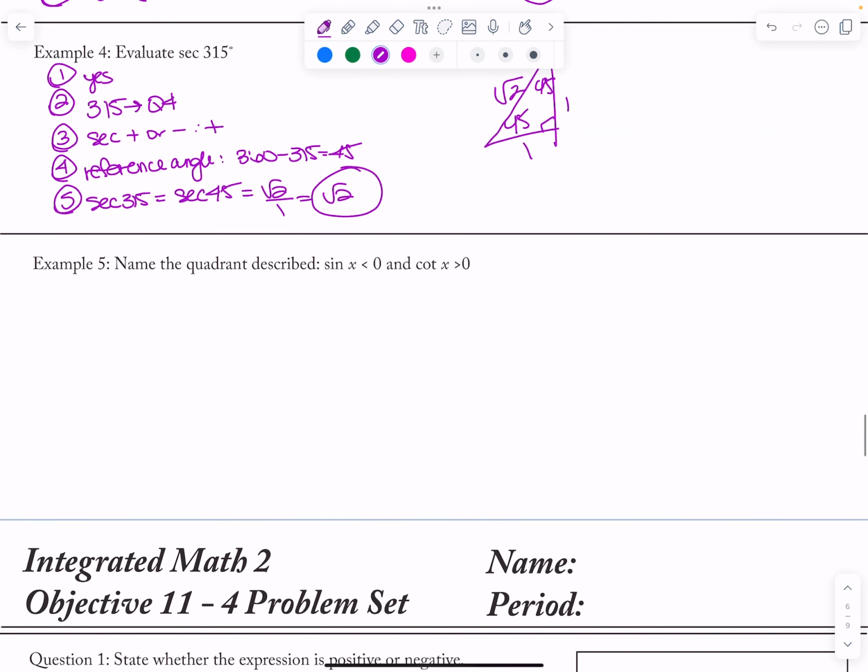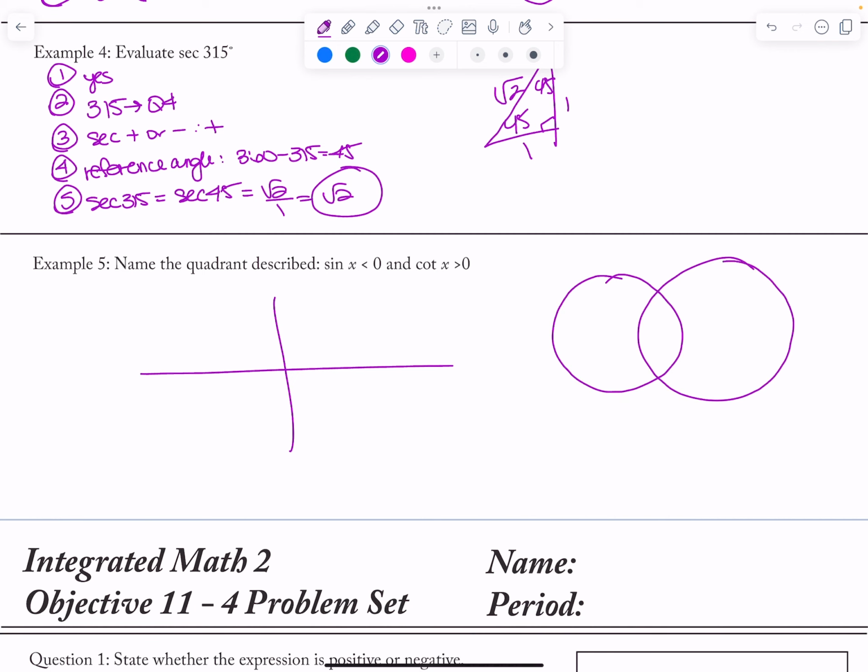Okay. Now, when we do this thing about which quadrant am I in, it's like those Venn diagrams that you guys did back in the day. I wouldn't say they're weird, but I always thought that they were sometimes confusing. What I want is the overlapped part, so it has to meet both conditions. So my sine has to be less than 0. Well, sine is positive in quadrants 1 and 2, and so it's negative in 3 and 4.